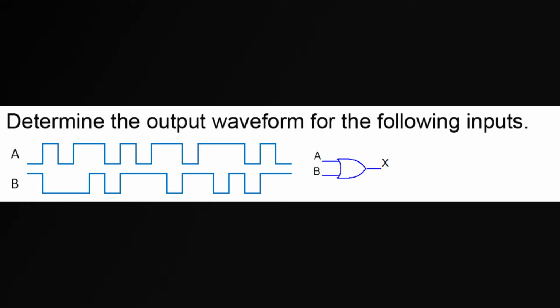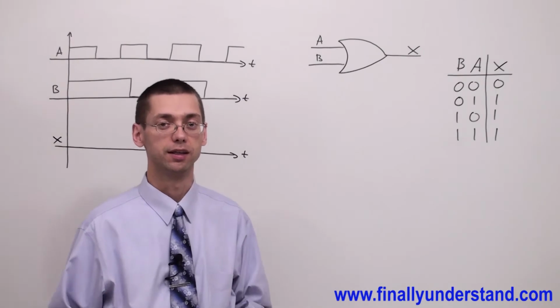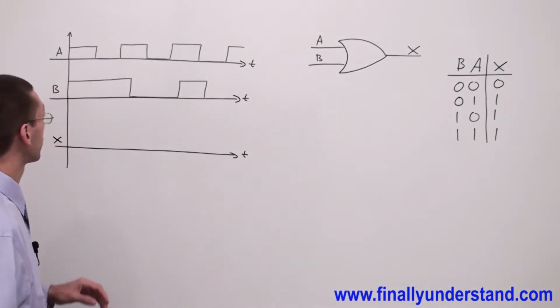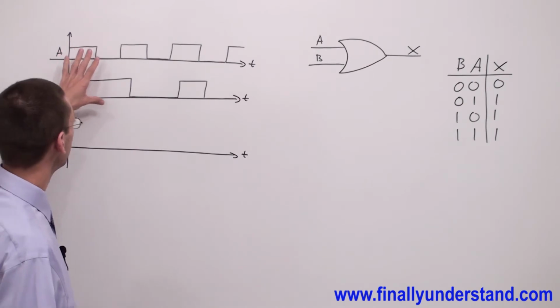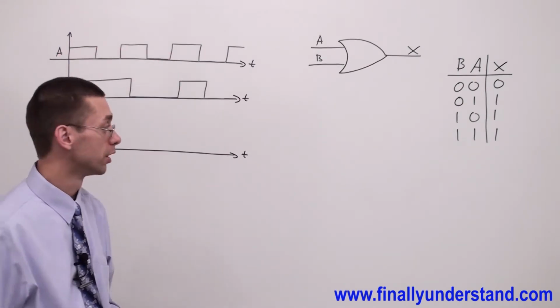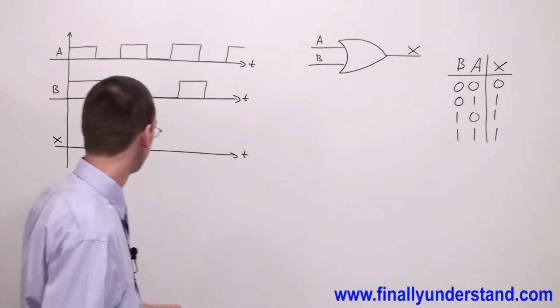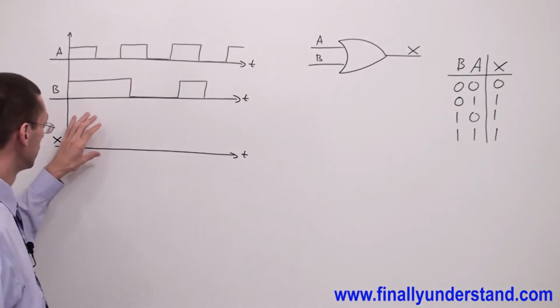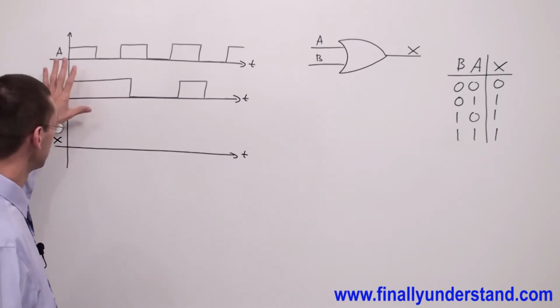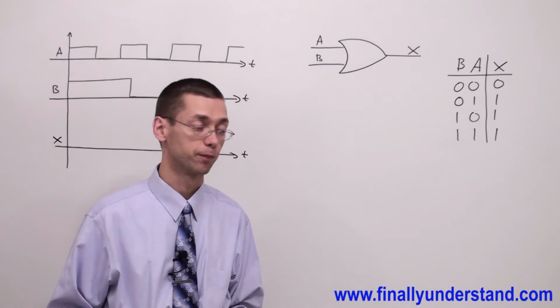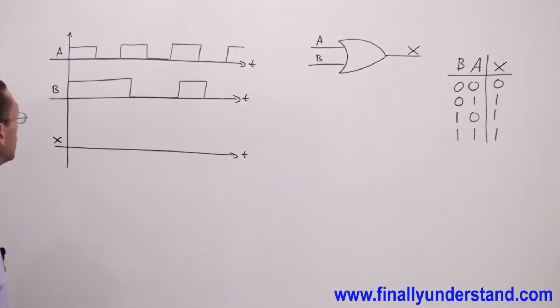Determine the output waveform for the following inputs. In order to find the output waveform, we said we're supposed to look at the input waveforms. We're supposed to look at the truth table and determine the output waveform. Everything has to be implemented by using a timing diagram. So what are we supposed to do first?